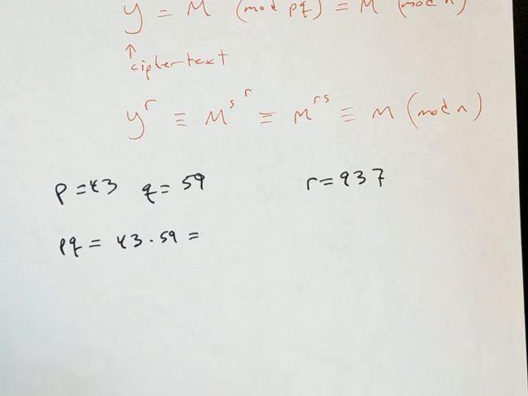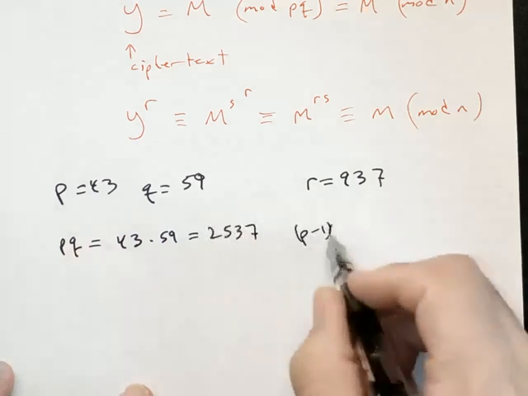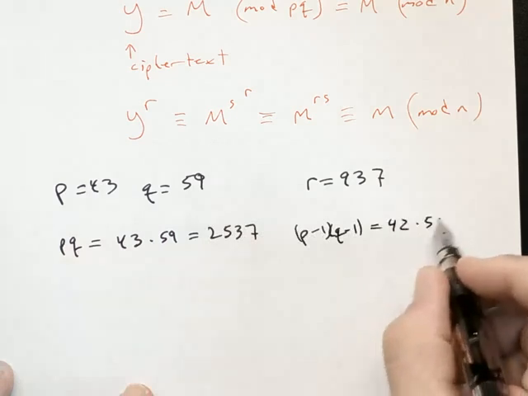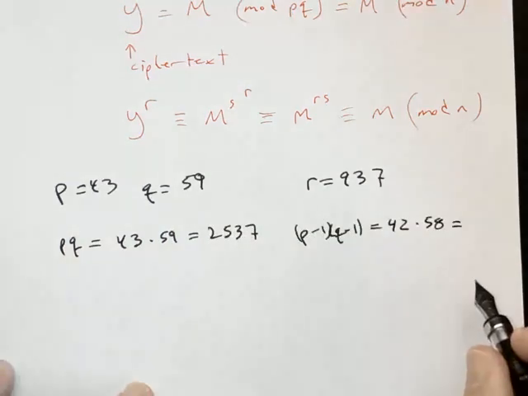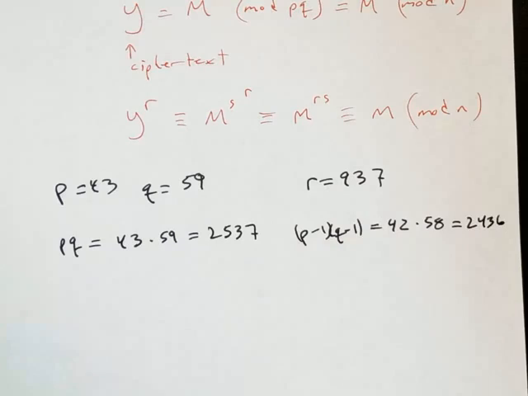And P minus 1, Q minus 1 would be 42 times 58, which is 2436. Okay. I need to find the inverse of R in Z 2436.